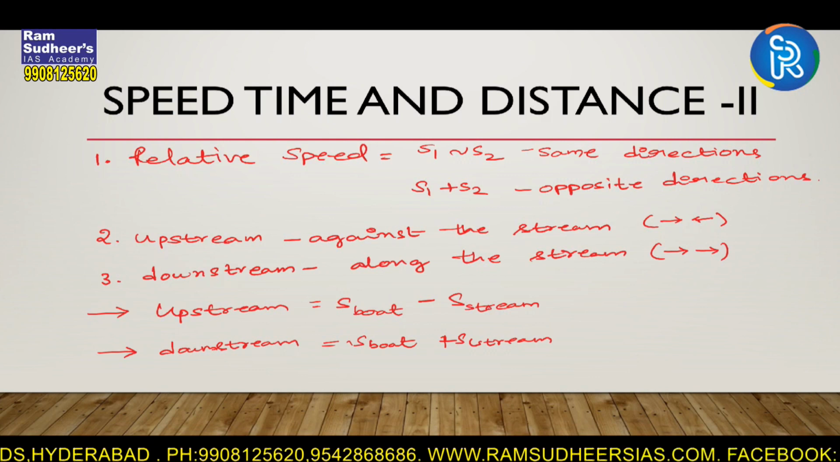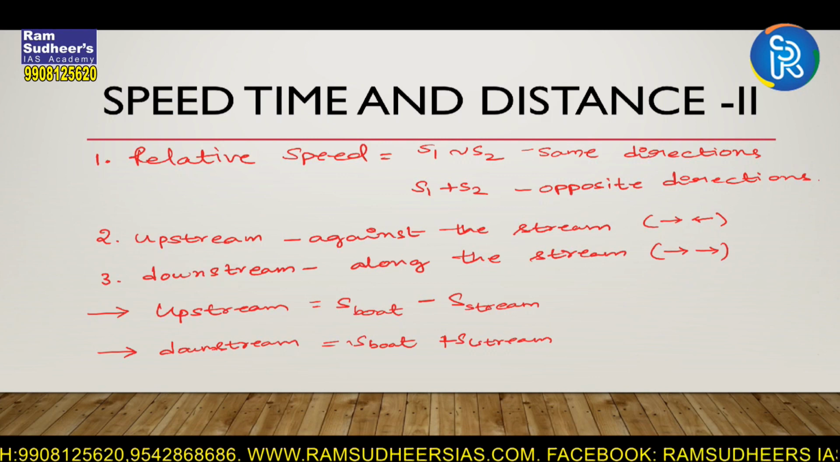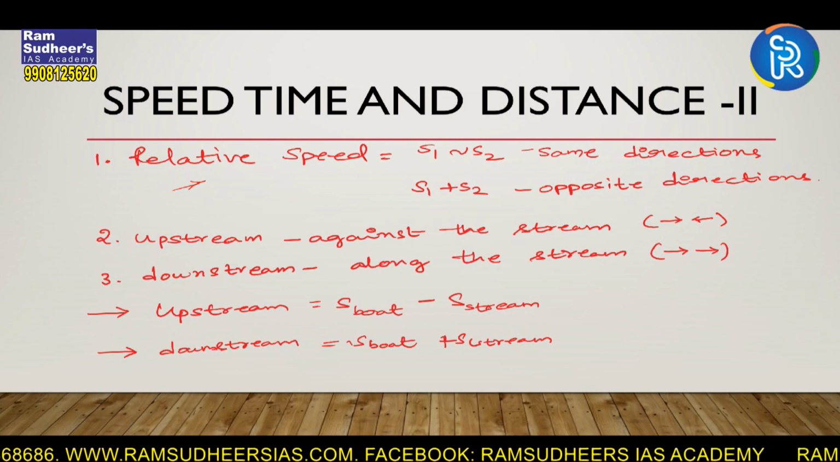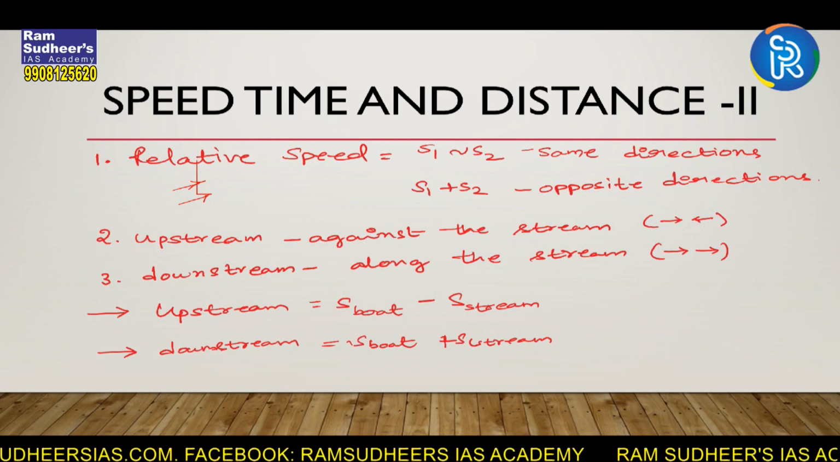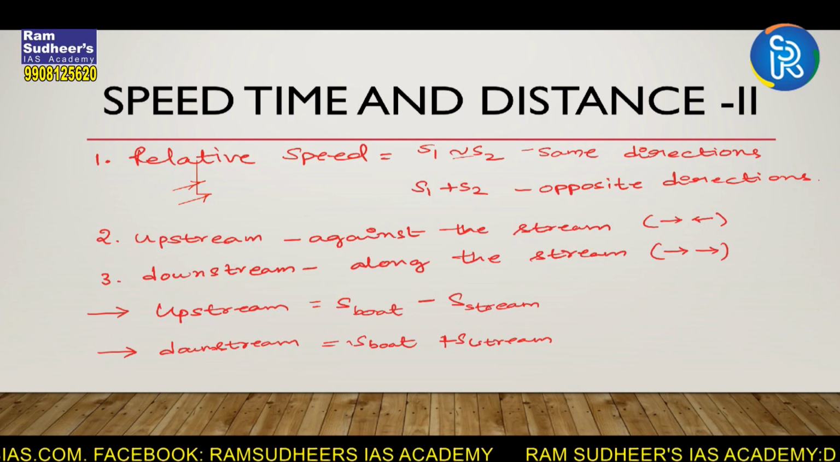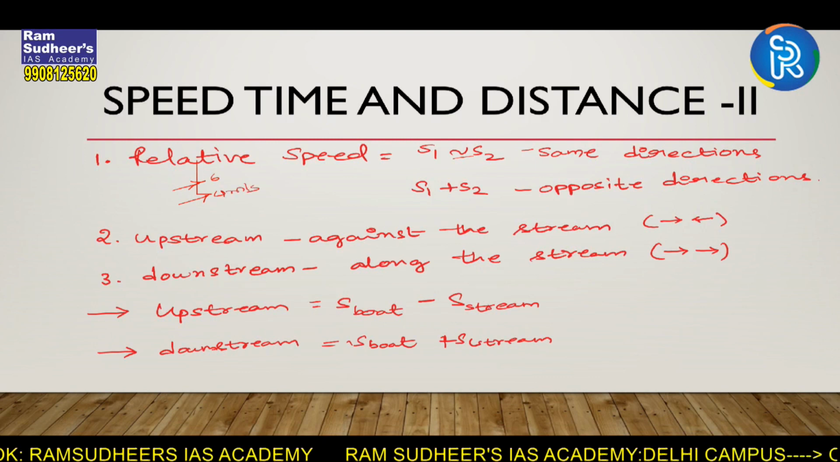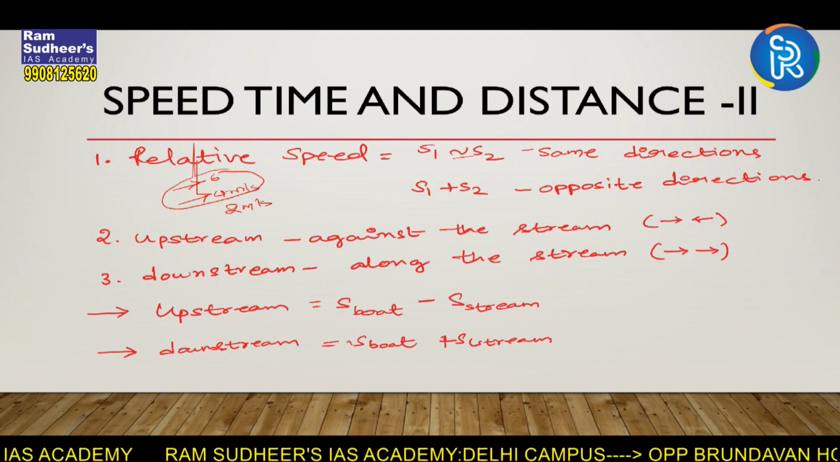First, relative speed. Relative speed is like whenever there are two objects, be it cars, trains, or human beings walking. Whenever both are walking in the same direction, the relative speeds will be subtracted. Like a man is moving with 6 meter per second and another man is moving with 4 meter per second. Their relative speed turns out to be 2 meter per second.